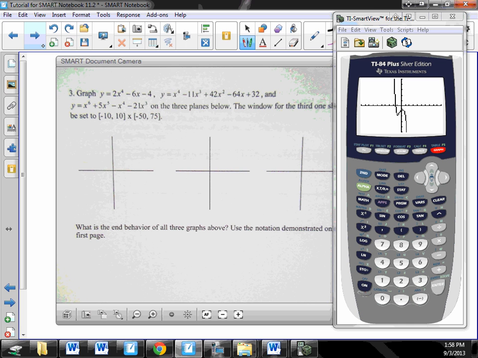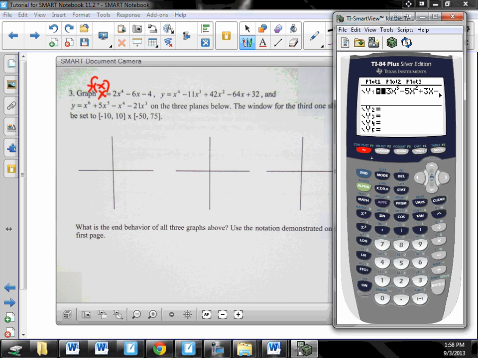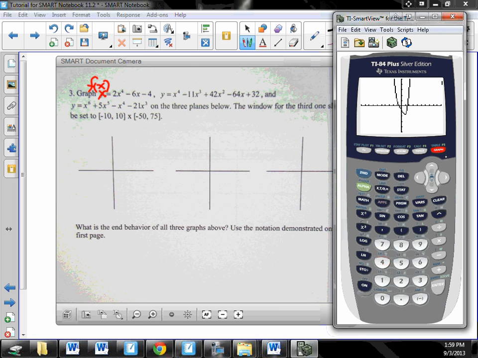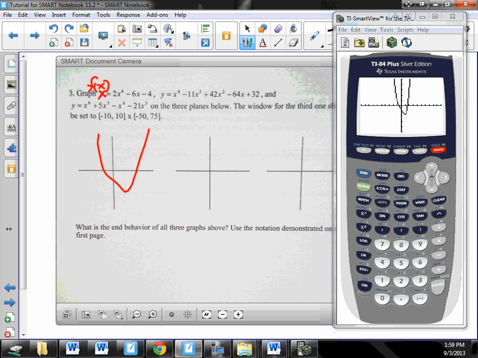So I want to graph, let's call this one f of x. So in your y equals, I want you to graph 2x to the fourth minus 6x minus 4. Graph. Okay. Looks like that.